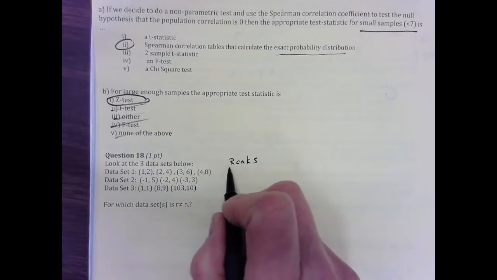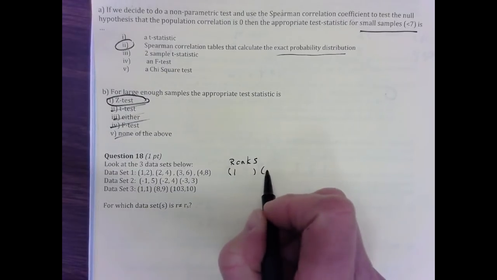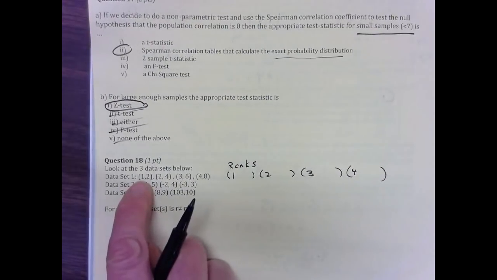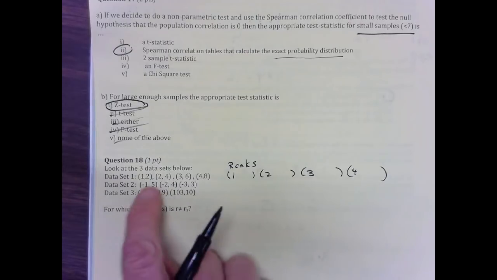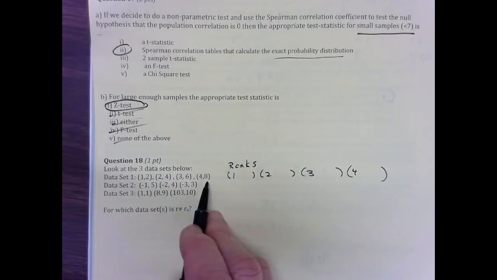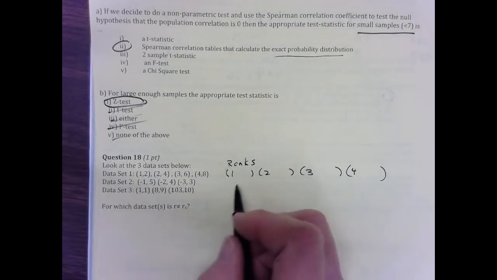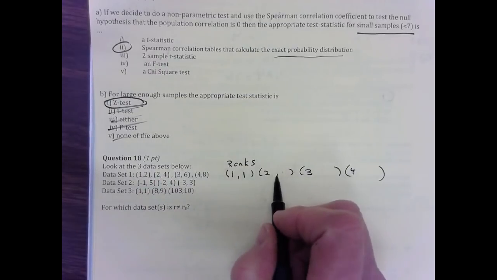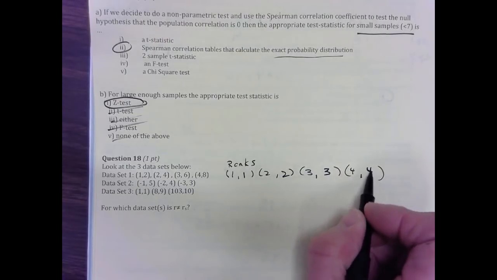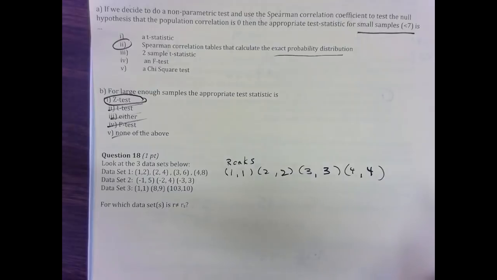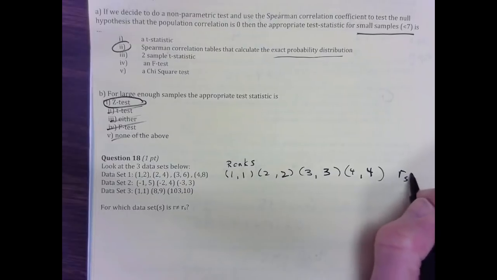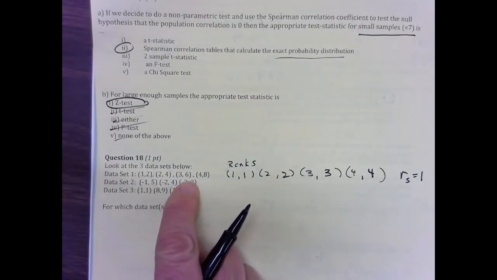The first numbers are already in ranks. We do them separately. You do the X's first. Well, they're already in order, 1, 2, 3, 4. And now we're going to change the Y's to numbers between 1 and 4. This is the smallest. This is the next smallest, 4. So they're in ascending order as well. Now, this is R. For this one, RS is equal to 1.